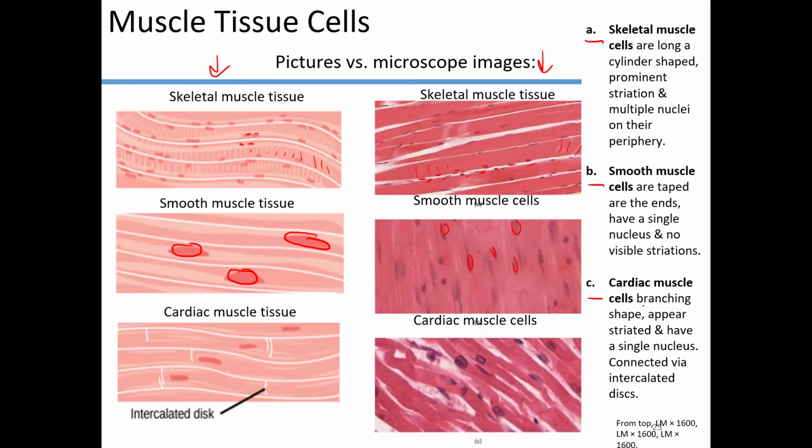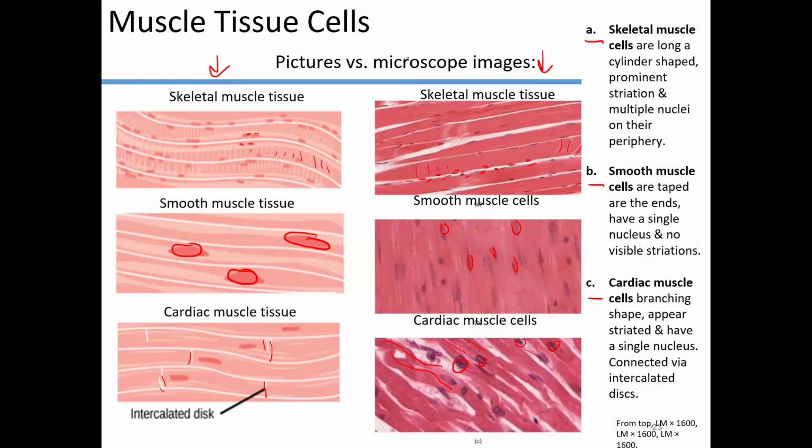Finally, when it comes to cardiac, they're going to be branching shaped, appear striated, and have a single nucleus, and they're going to be connected via the intercalated discs. So in this case, you can see that they're kind of branching out over here, and you can see that we have those single nuclei. And then in this case, you can see the intercalated discs right over here, again kind of separating those pieces out.